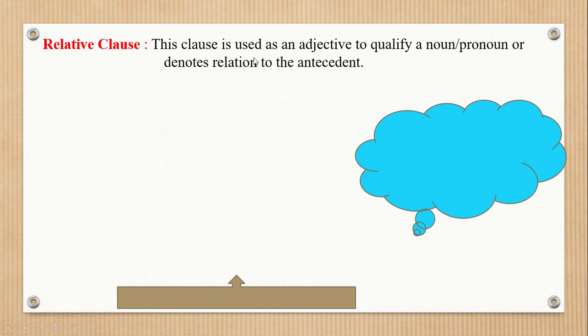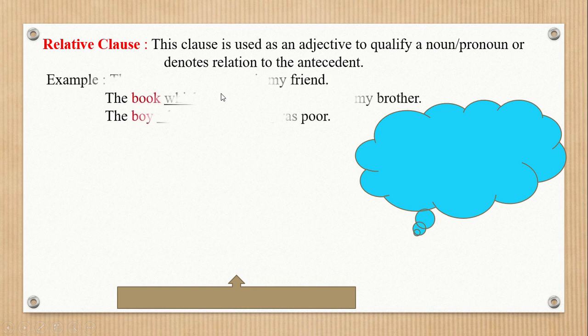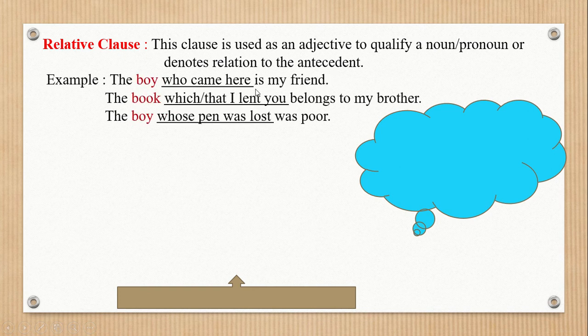A relative clause is a clause that is used as an adjective to qualify a noun or pronoun or denotes relation to the antecedent. That means it will act as an adjective in a sentence. First see one example. The boy who came here is my friend. You see the underlined words, who came here. This is a relative clause. Here a relative pronoun is used and it shows the relation with the noun boy. So it's a relative clause.